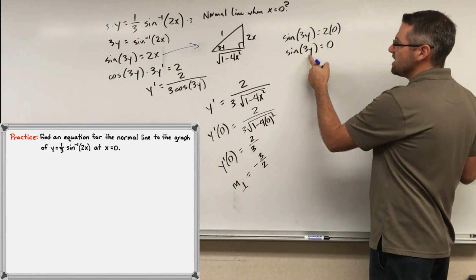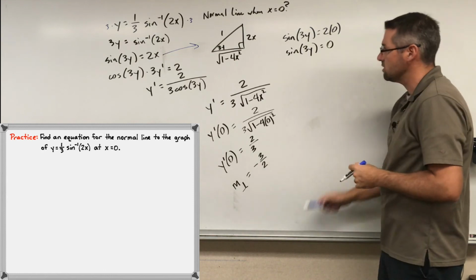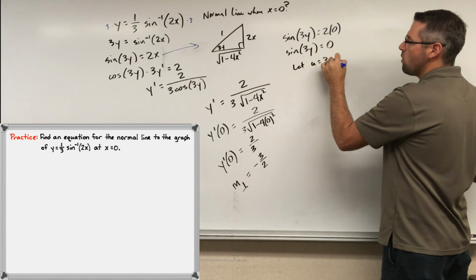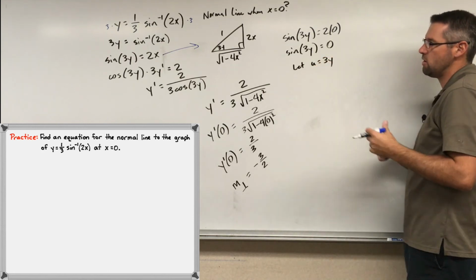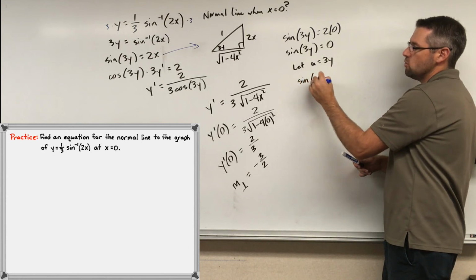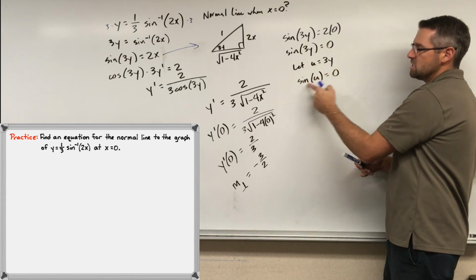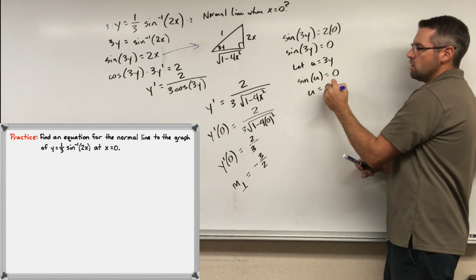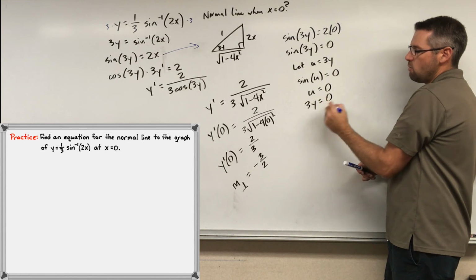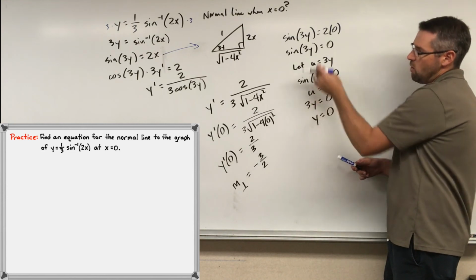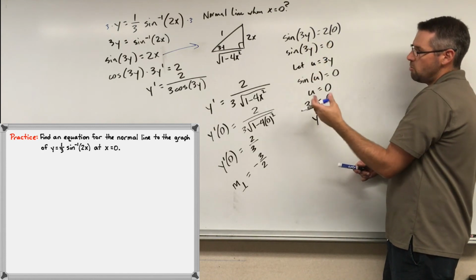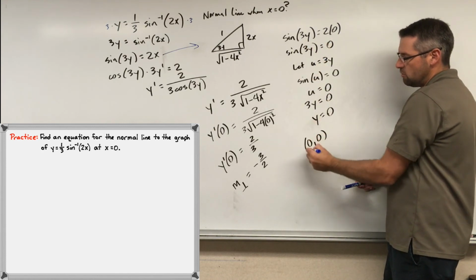And so that would imply that the inside there, let me do this. I'm going to replace 3y. I'm going to say let u equal 3y. Not that you have to do this. You can kind of think of it in your head a little bit. But if I say let u equal 3y, then this is actually saying sine of u equals 0. When does sine equal 0? It's when u equals 0. And since u equals 3y, I'm going to replace that back in. So we get 3y equals 0, so y equals 0. If y equals 0, 3 times 0 is 0. Sine of 0 is 0, so that makes sense. So the point that I have is actually 0, 0.